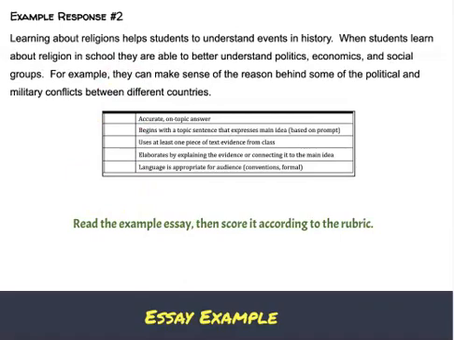Repeat the process with example 2. I would have given this a full point for the topic sentence, which makes sense since we got those in class the other day. I would have given them a half point for evidence.